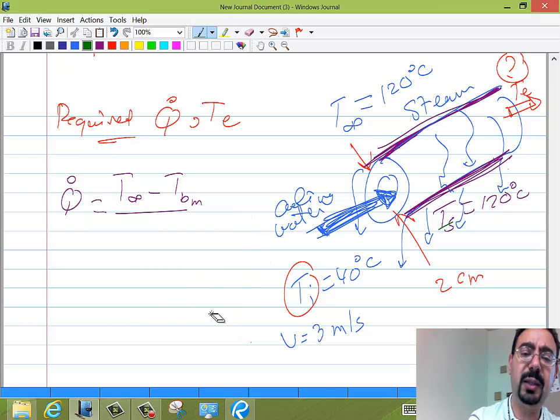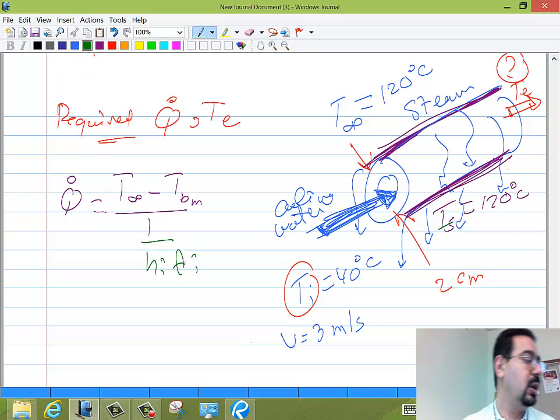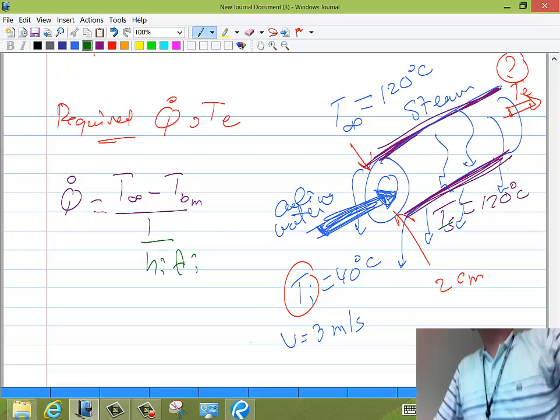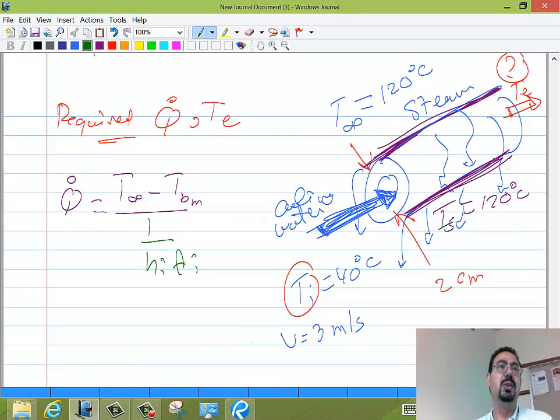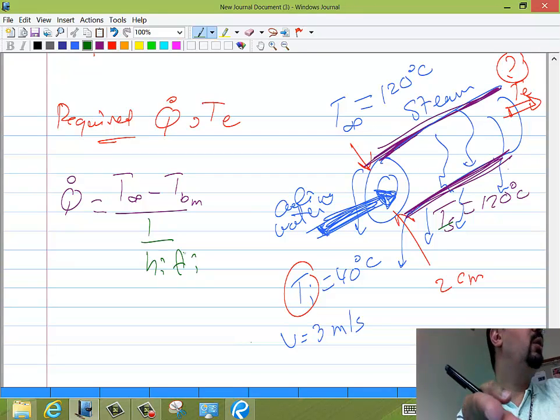So we have to calculate H_i. So we have to calculate the Nusselt number, and therefore we have to find the properties, so that we can check the Nusselt number and choose the right equation. Laminar, turbulent, liquid metal. It's not liquid metal, it's water. Right? So, how about the properties? What temperature should I pick the properties at?